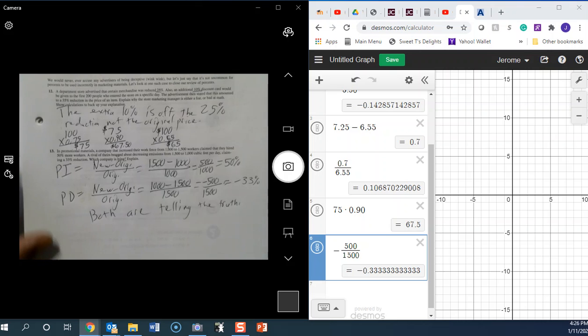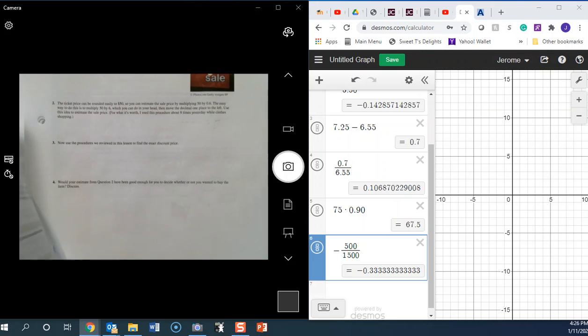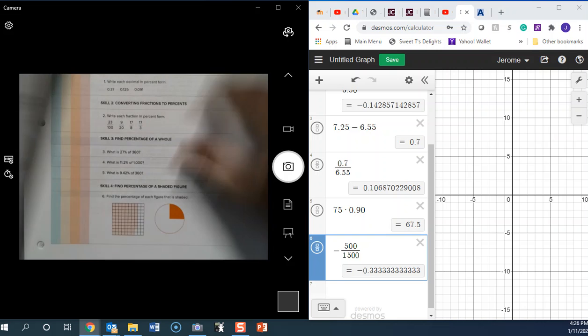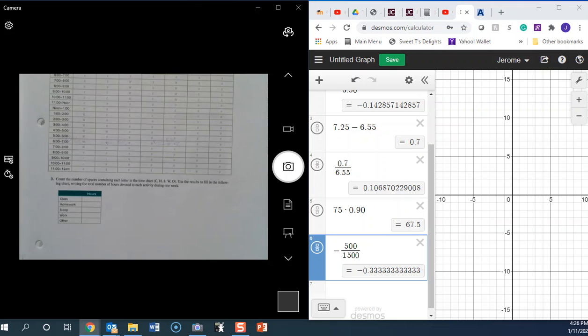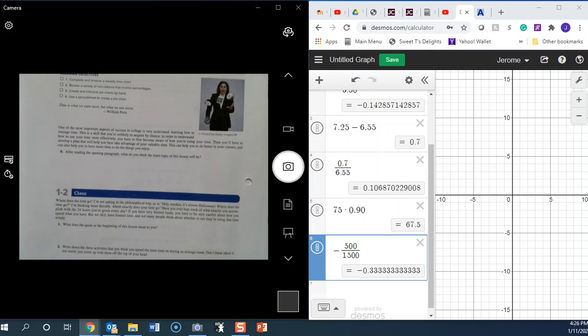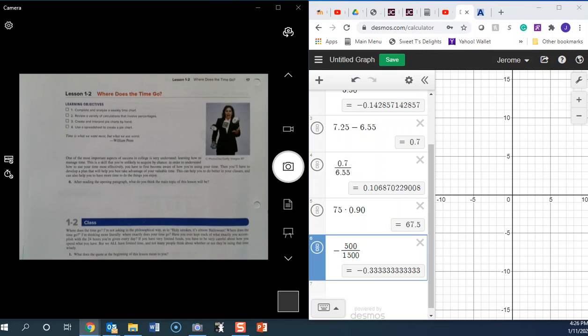Okay, so now we're done with 1-1. Now we have to move on to 1-2. And 1-2 starts on page 17. Now, with 1-2, our title is, Where Does the Time Go? Learning objectives is to complete and analyze a weekly time chart, review a variety of calculations that involve percentages, create and interpret pie charts by hand, use a spreadsheet to create a pie chart.